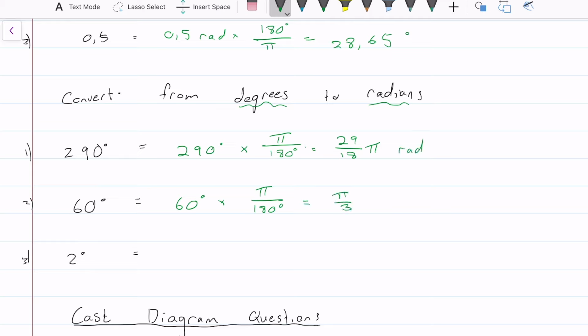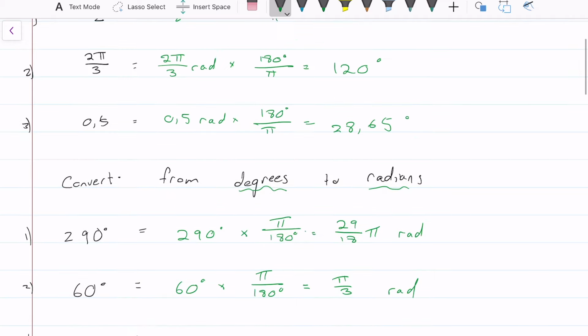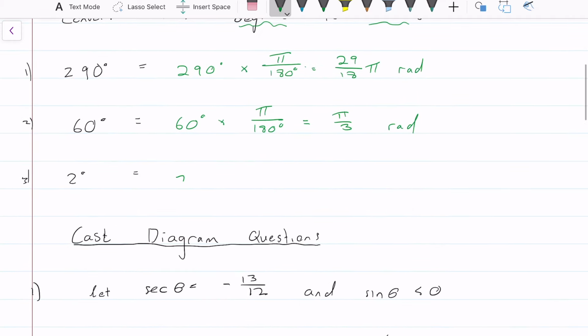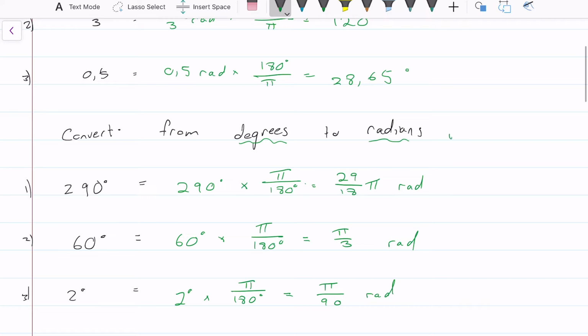Radians are essentially unitless, but you can put radians in, and 2 degrees times pi radians over 180 degrees equals pi over 90 radians. Again, these are about 2 marks each if they come up.